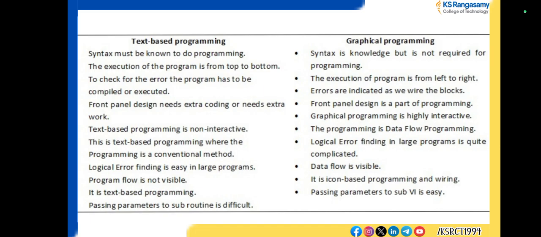To check for errors in text based programming, we have to compile and execute the program. Only after compiling and execution will it show the errors. But in graphical programming, the errors are indicated as broken wires if we are mismatching the connections. For the front panel design, if you want a front panel design, it needs additional codes.